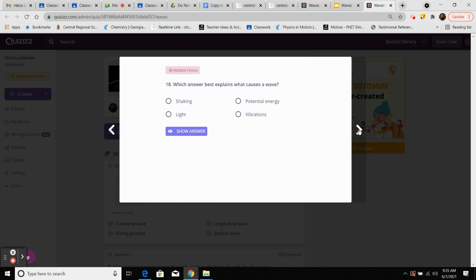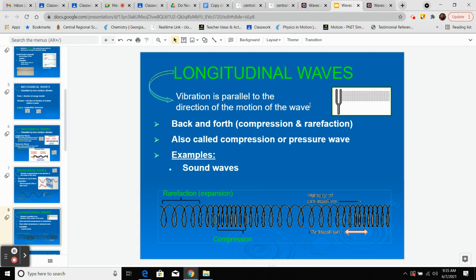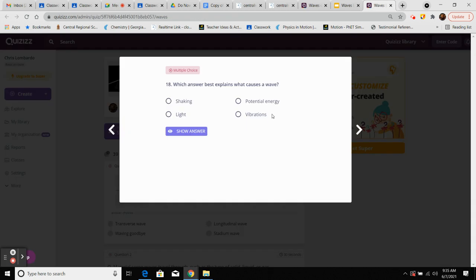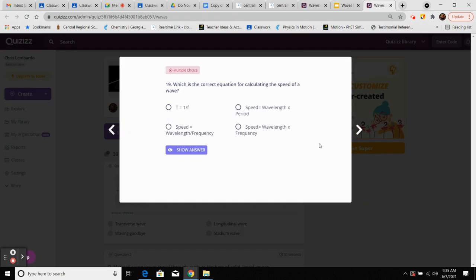What causes a wave? Got those good vibrations. Yep. When the frequency of a wave increases, what happens to the wavelength? Decreases, they're inverse. So that's a good question, right?